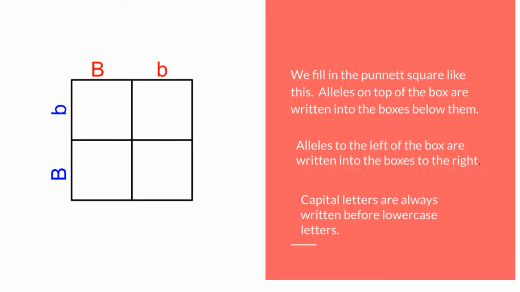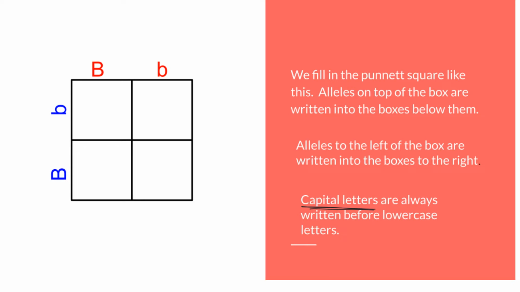The next step is actually going about filling in the Punnett square once you have the genotypes placed above and to the left of that Punnett square. One thing that's important to note is that capital letters are always written first. If inside of the square you have one capital letter and one lowercase letter, you always write the capital letter first.